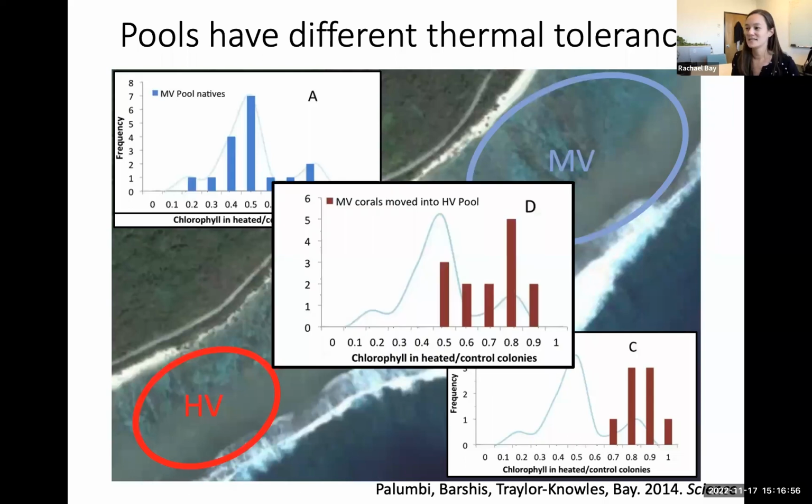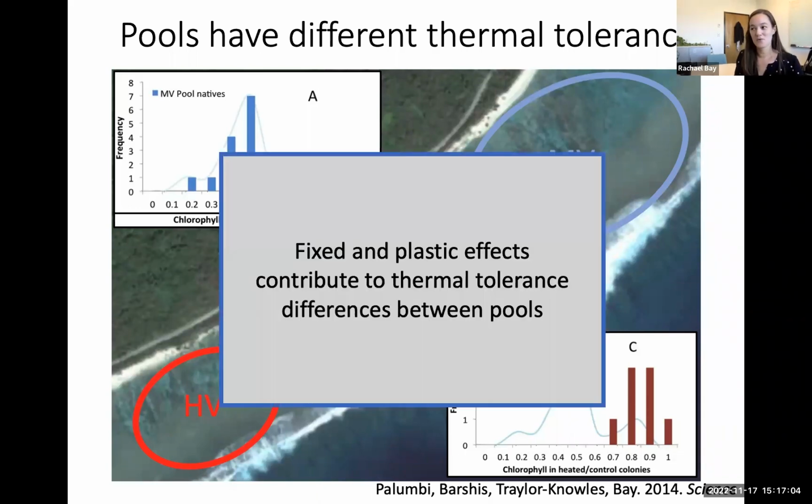And what we see is an increase in thermal tolerance, but it doesn't quite match that of highly variable pool natives. So in summary, what we see are both fixed and plastic effects contributing to that thermal tolerance difference between pools. And those fixed effects could include things like adaptation, among other processes.